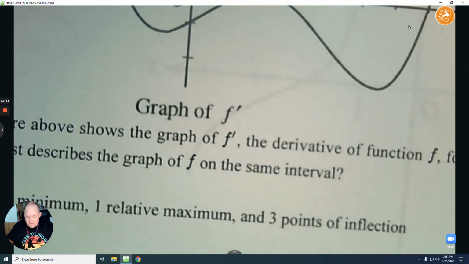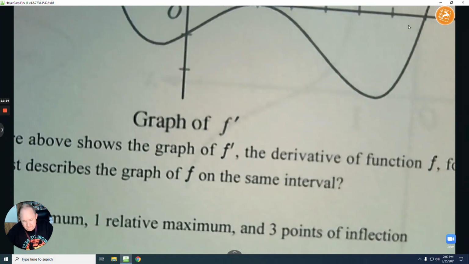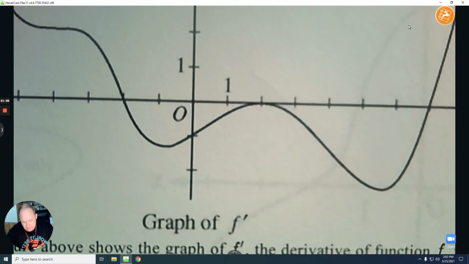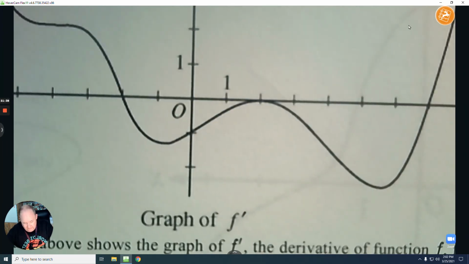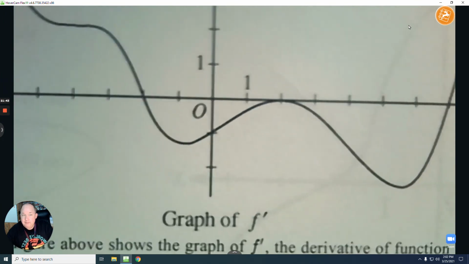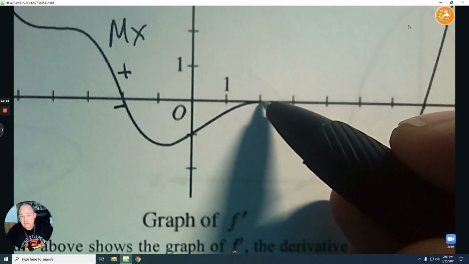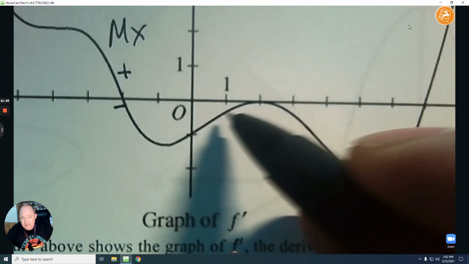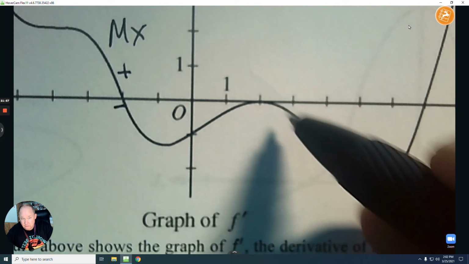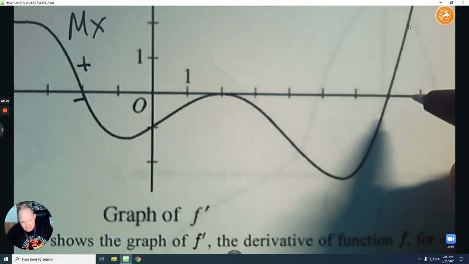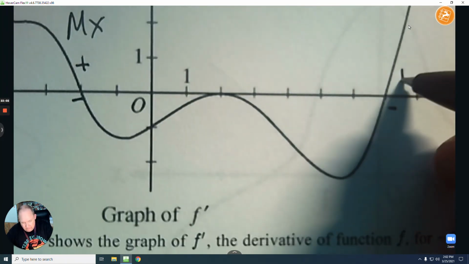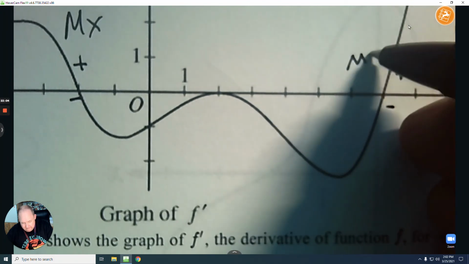If you look at number 12, the figure above shows the graph of the first derivative from -6 to 8. Of the following, which describes the graph? And they're just talking about minimums and maximums. So the first thing I see is it goes from positive to negative. So that's a maximum. The next thing I see is it doesn't cross over here. So that's not a maximum or a minimum because it has to cross over. And then on the right, it goes from negative to positive. So that part is a minimum.